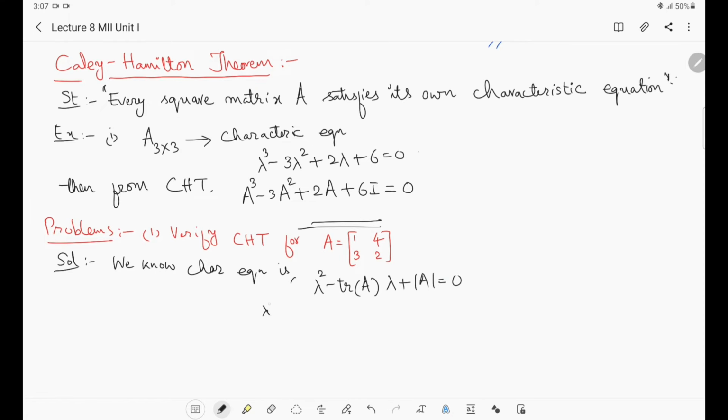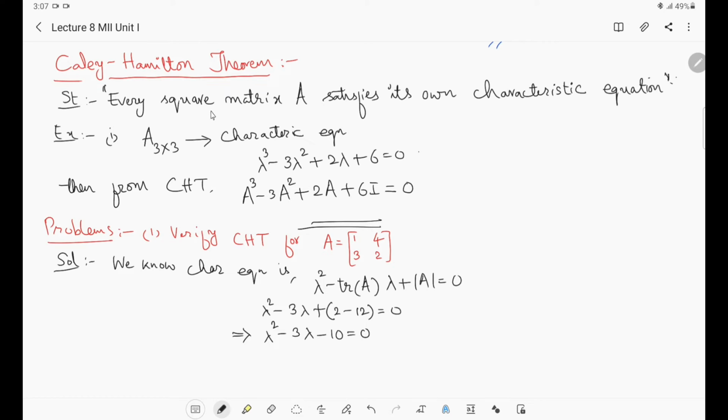Now, what is trace of A from the given matrix? Trace of A is 1 plus 2, which is 3, so 3 into lambda, plus determinant of A. What is the determinant here? AD minus BC. Determinant of A is 2 minus 4 3s are 12, equal to 0. Just simplify this, you will get lambda square minus 3 lambda minus 10 equal to 0. This is the required characteristic equation for the matrix A.